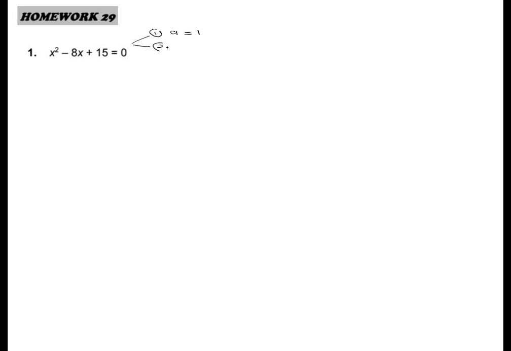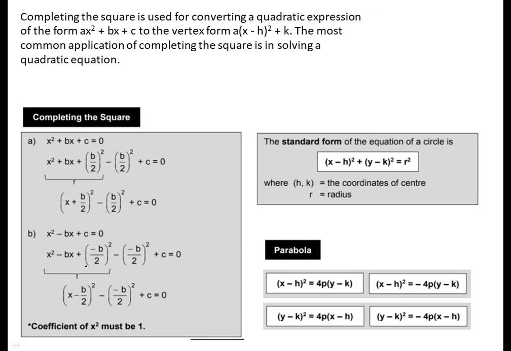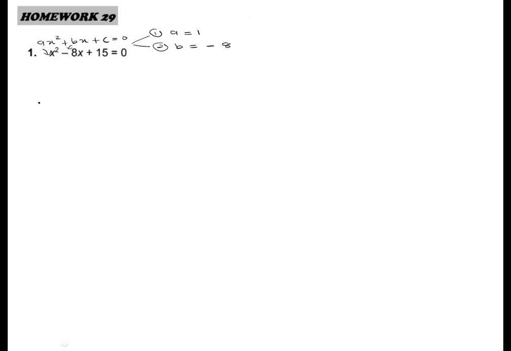And then second one, we have to recognize the value of b. So the standard form of quadratic equation is a x squared plus bx plus c equals 0. From here we know that a equals 1 and our b is equal to negative 8. When we have a negative value as our b, we can follow these two steps. Right, let's continue.